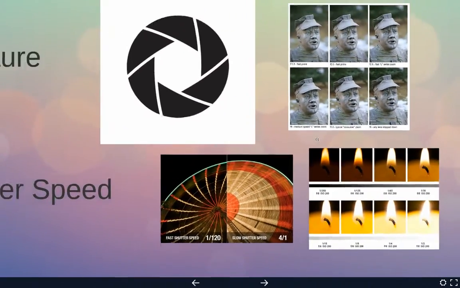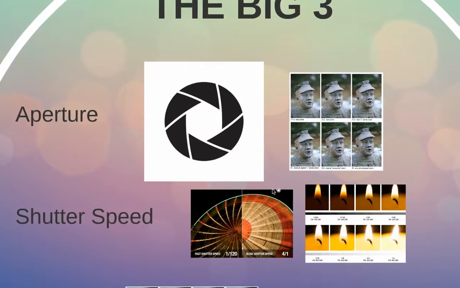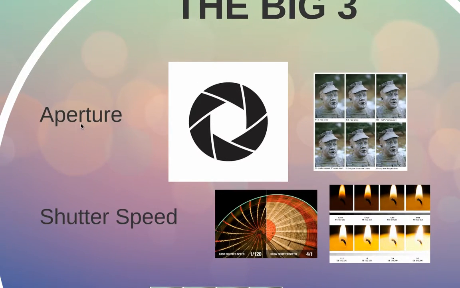Now, shutter and aperture, they work together. You can't just control aperture and ignore shutter speed, or just set shutter speed and ignore aperture. They work in tandem with each other. They're kind of like partners in crime. So whenever you're adjusting aperture, you've got to think about your shutter speed, and whenever you're adjusting your shutter speed, you've got to think about your aperture and make sure it's the picture that you want to take.